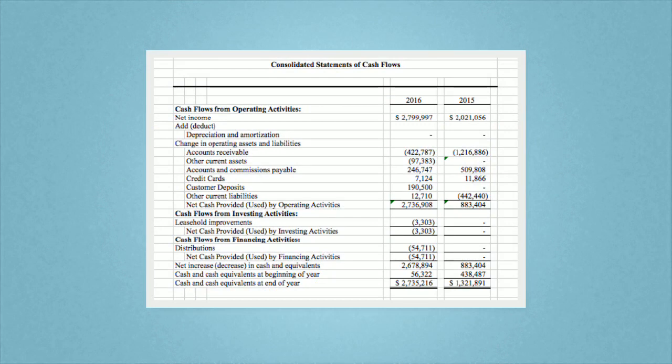Now that we've gone over cash flow from operating activities, I thought it would be helpful to look at the sample cash flow statement. There you can see at the top is net income, and then you add or deduct the non-cash expenses such as accounts receivable, depreciation and amortization, etc.